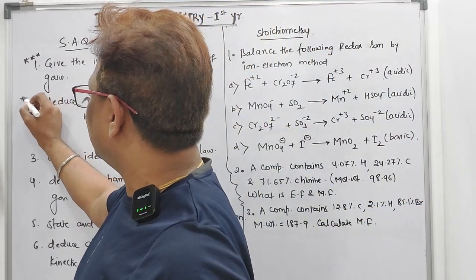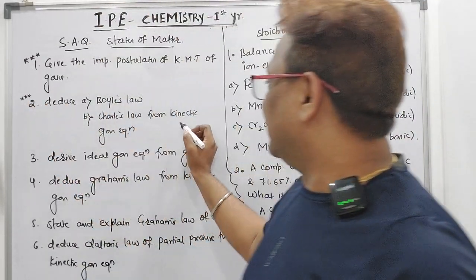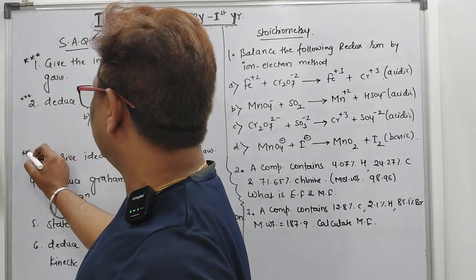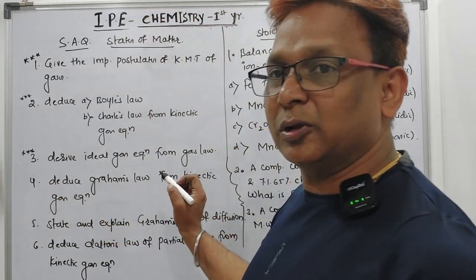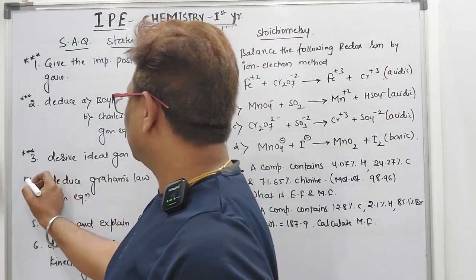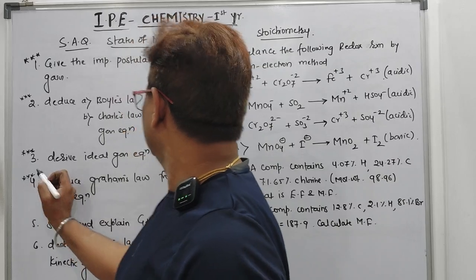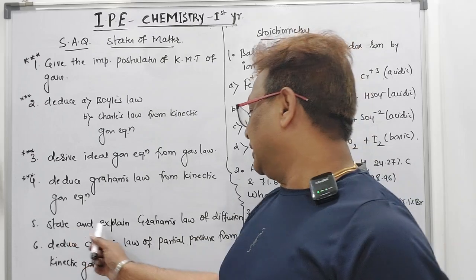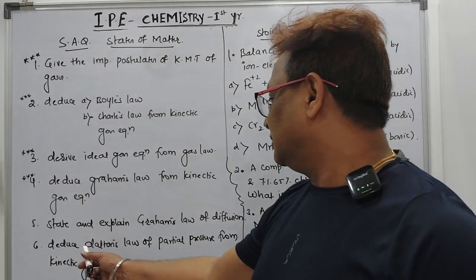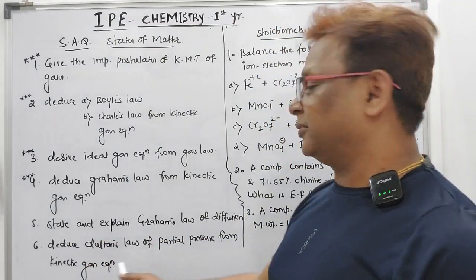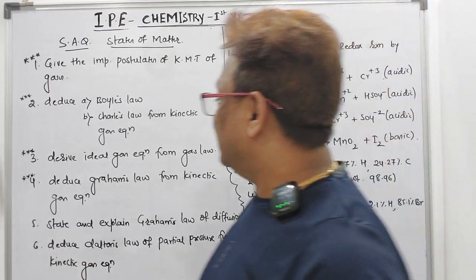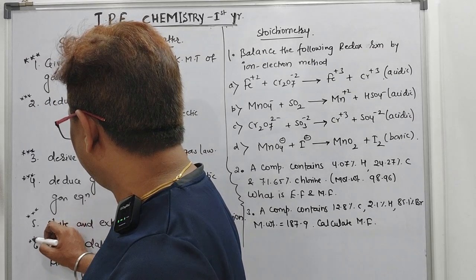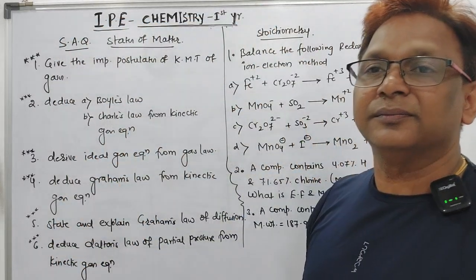Deduce Boyle's law, Charles' law from the kinetic gas equation, very important. Derive the ideal gas equation from gas laws. Deduce Graham's law of diffusion from the kinetic gas equation. State and explain Graham's law of diffusion and deduce Dalton's law of partial pressures from the kinetic gas equation. I'll tell you, all these 6 questions are very important, 3-star.